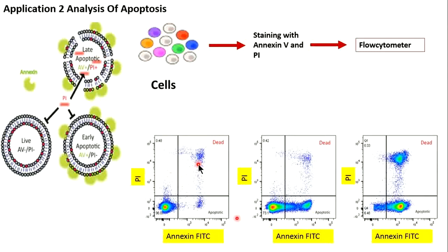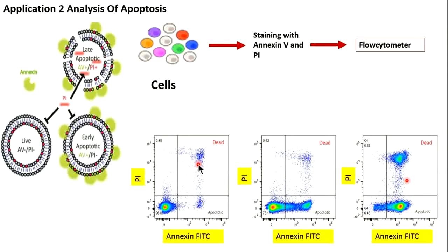Now the same cells have been treated with a small concentration of your drug. You can see that now the live cells are 73%, decreased from 96%, with an increase in apoptosis and an increase in dead cells. With a higher concentration of the drug, you can see that live cells are very few, early apoptosis is high, and dead cells are also high.